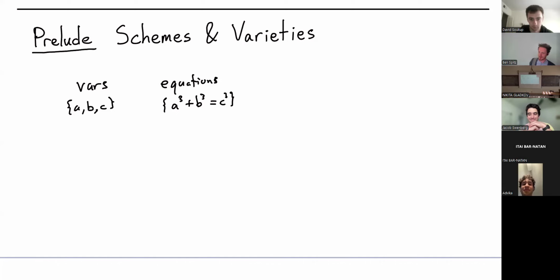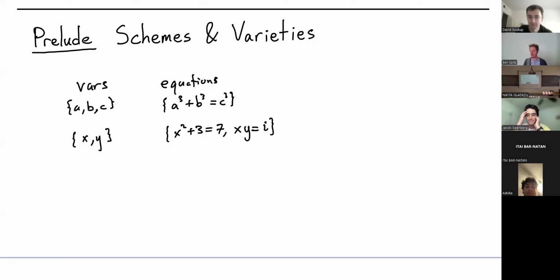And anyone who knows algebraic geometry is screaming inside right now. But this is what we're going to imagine that a scheme is. It's where you have variables and you have equations, and they have to be polynomial equations. But they could be polynomial equations with coefficients coming from really anywhere. So it would be totally fine to have some variables like x and y, and my equations are like x squared plus 3 equals 7, and xy equals i, or something like that, where i is the complex number i.